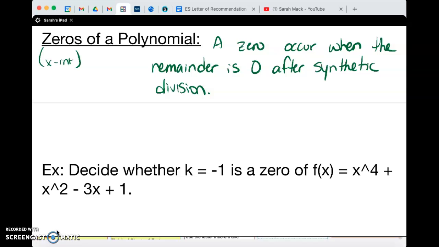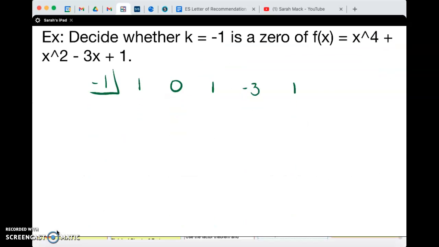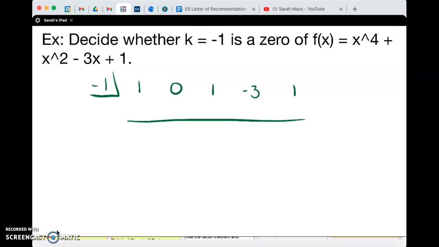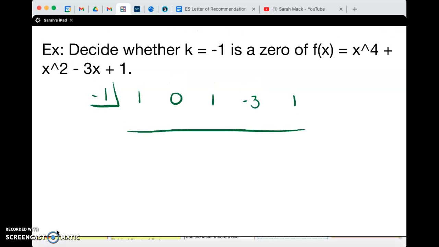Okay, so k equals negative 1. Negative 1 is inside my lovely little box. And my coefficients are 1, 0, 1, 3. Okay. Cool. Drop the 1 down, multiply, add, multiply, add, multiply, add, multiply, add.